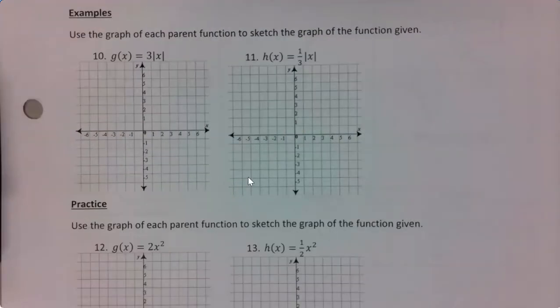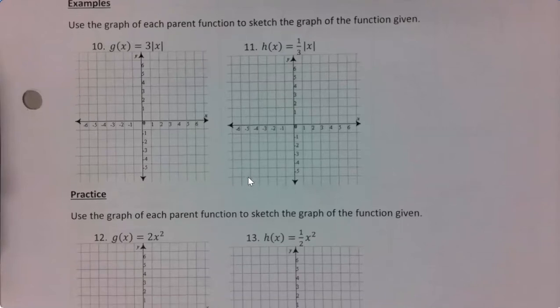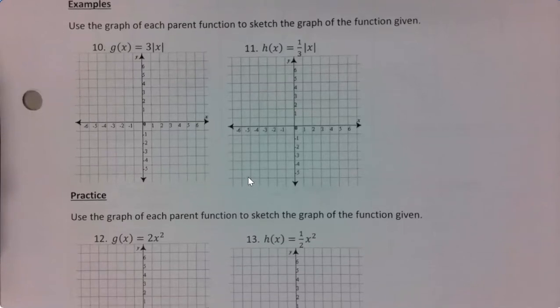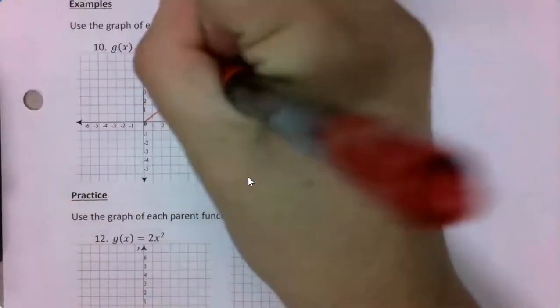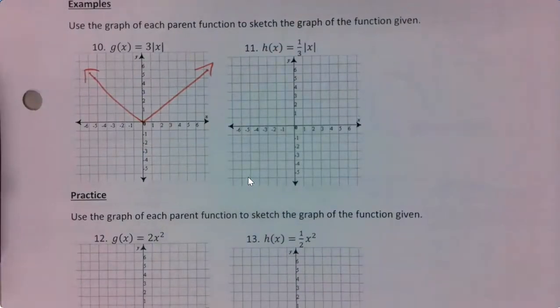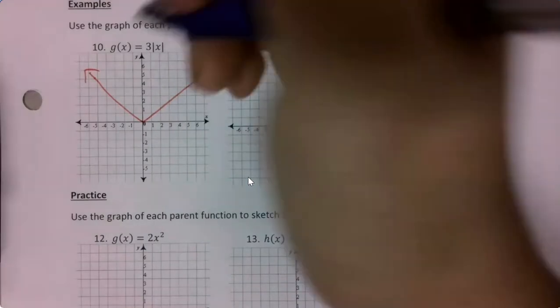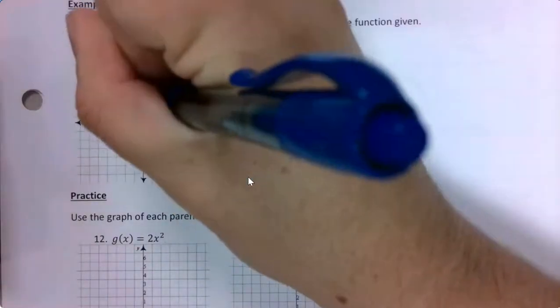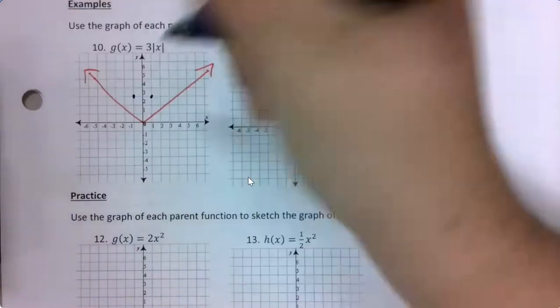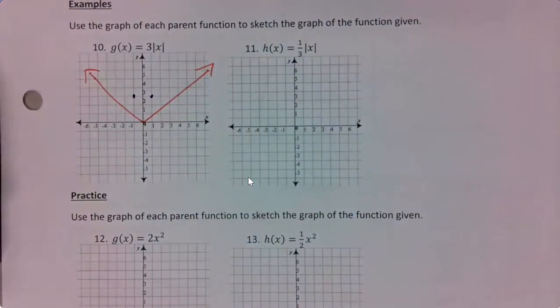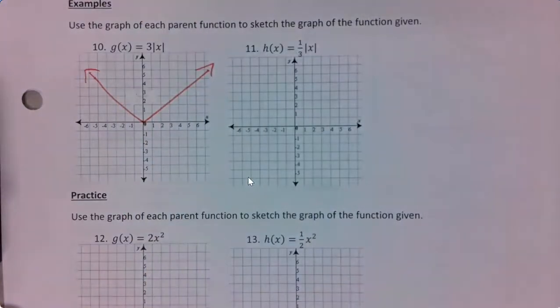Okay, so these ones are stretches. My parent function here is the absolute value. And then a stretch of 3 means my slope is changing to 3. So instead of going up 1 over 1, I'm going to go up 1 over 3. Wait. I said that wrong. I'll go over 3 up 1. I was thinking of the next problem.